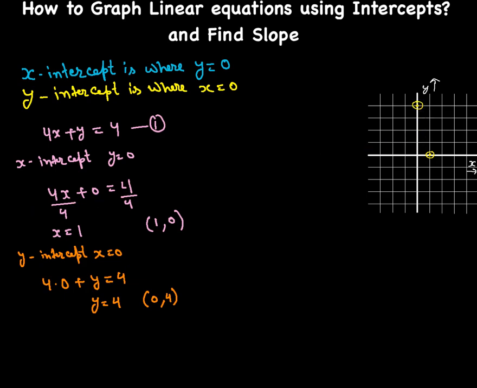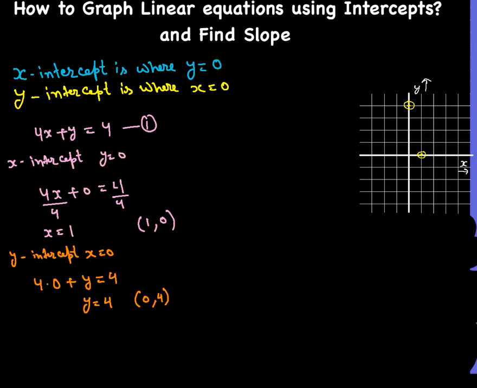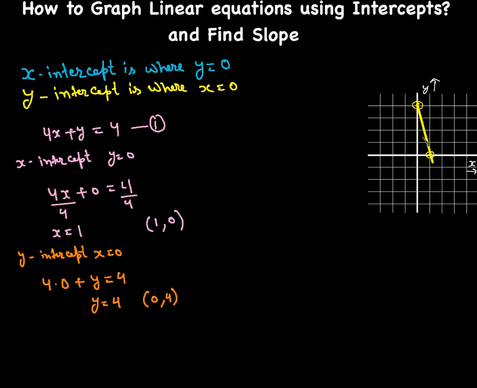So now we need to graph those points. Okay, so let's do that. Basically what we need to do is join those points. So we got our points over here. This one is x is 1 and y is 0, and this one is x is 0 and y is 4. So we're gonna join those 2 points, and that will give us our graph. Okay, so that is the line, a linear equation. So we got a graph for our linear equation using the intercepts.